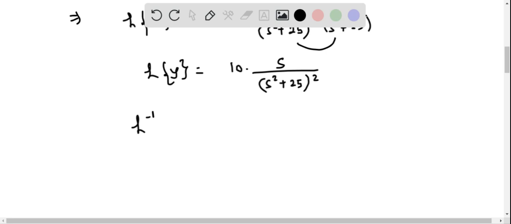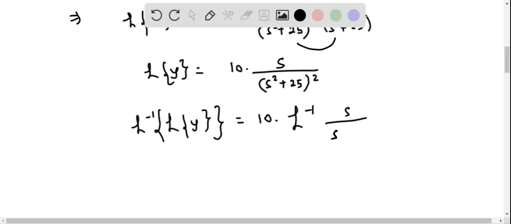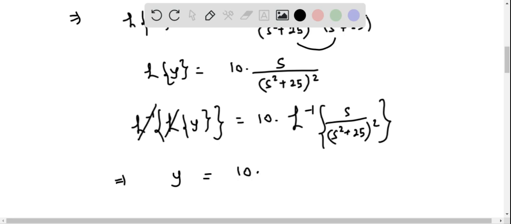On the left side, we will have Laplace inverse of Laplace of y. And on the right side, I have the factor 10 as it is, and then take only the Laplace inverse of s over s squared plus 25 quantity squared. We know that Laplace inverse and Laplace will get cancelled. That is basically the Laplace inverse of a Laplace of a function, we'll have only that function. So here we will have only y, and on the right side we can use the formula to find the Laplace inverse of this expression.